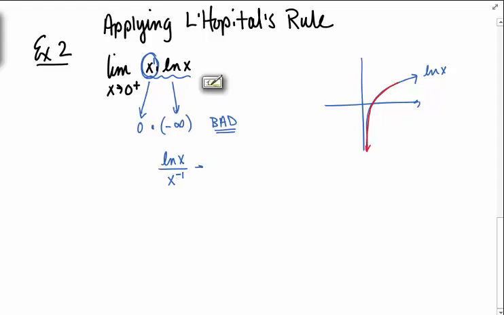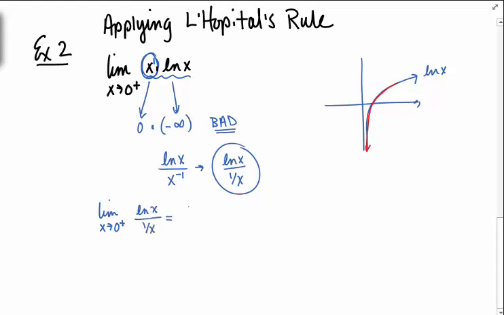I can also rewrite this as natural log of x over 1 over x. So let's use this form of the function. We're going to reapply our limit. So I've got the limit as x approaches 0 from the right of the natural log of x over 1 over x. We already know that the numerator is going to be negative infinity, and the denominator, if we take 1 and divide it by something infinitely small but positive, we're going to get infinity. This is good, makes us happy, because now we can apply L'Hopital.